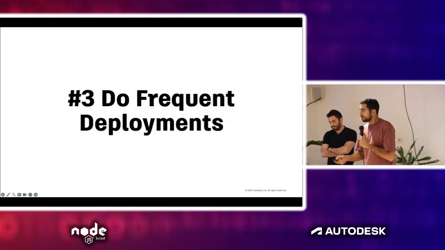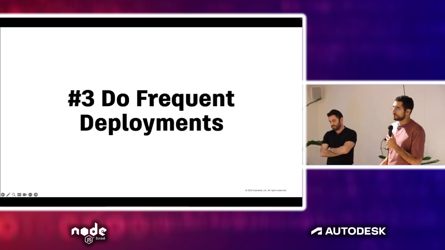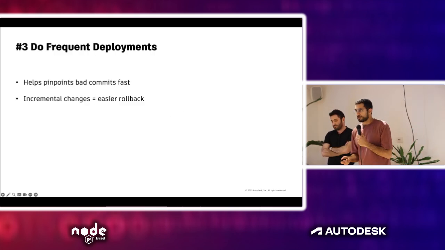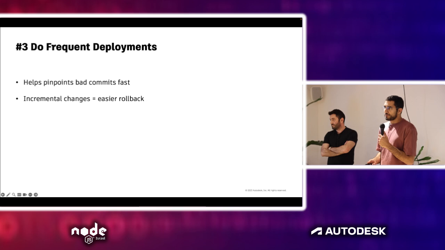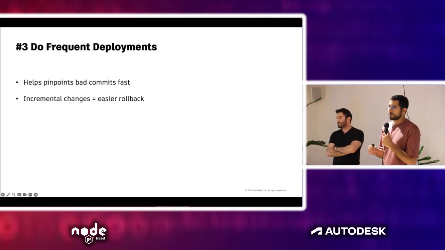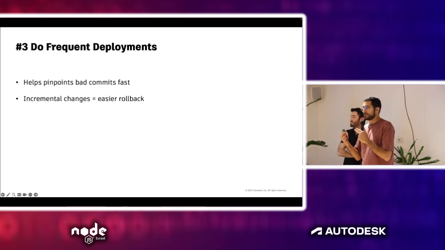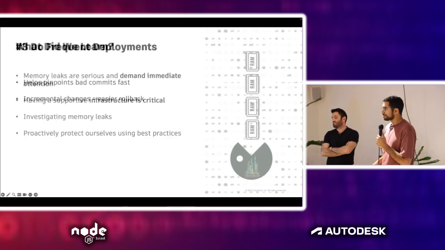And for the third part, as I said, we need to have more frequent deployments. If we have more frequent deployments, we can easily pinpoint the problematic commits, but it also means that we have incremental changes, so it will be extremely easier to roll back.